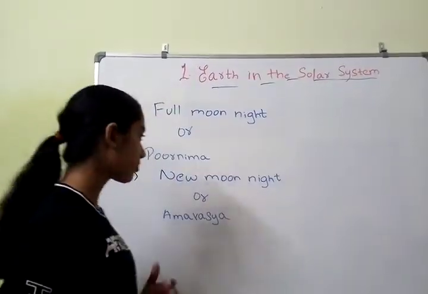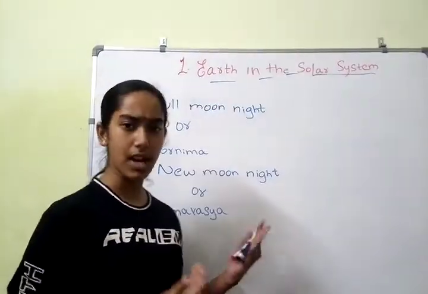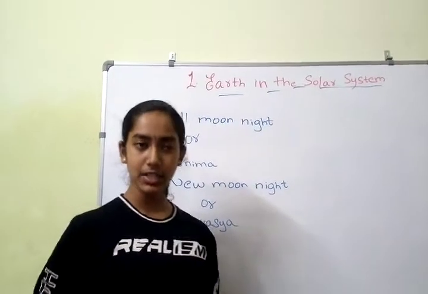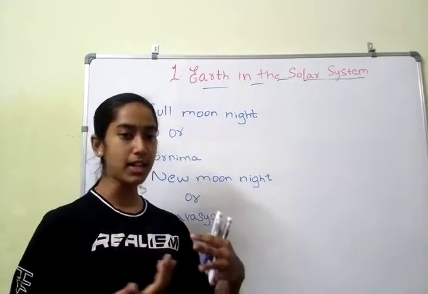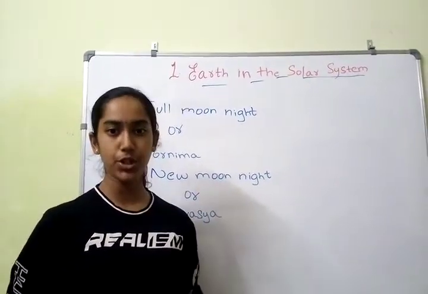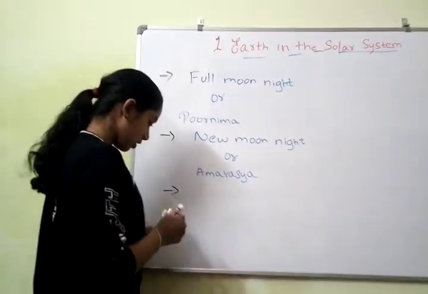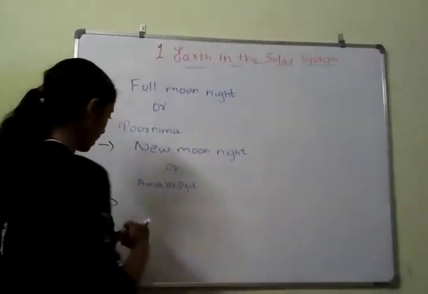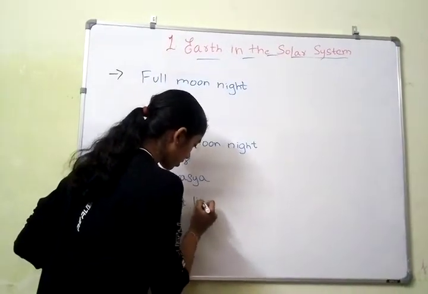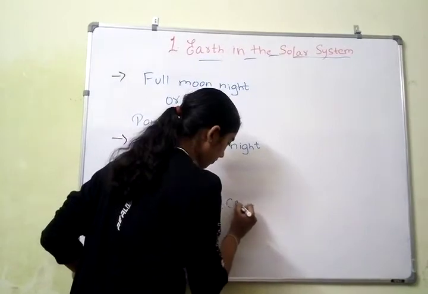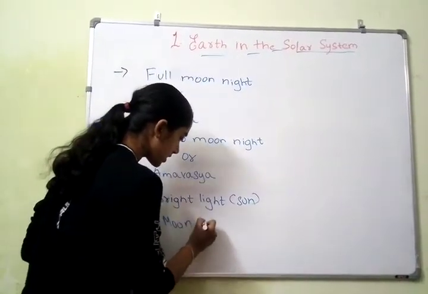And next, one more thing, you might have wondered why we can't see these stars and moon during the daytime. It is because of the bright light of the sun that we can't see these stars and moon during the daytime. That's an important point. Because of the bright light of the sun, we are not able to see the moon, stars, etc.